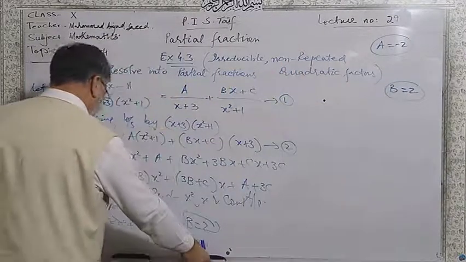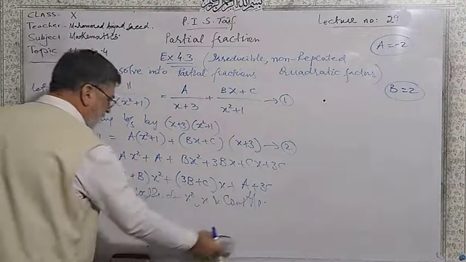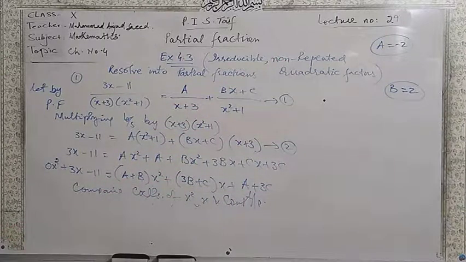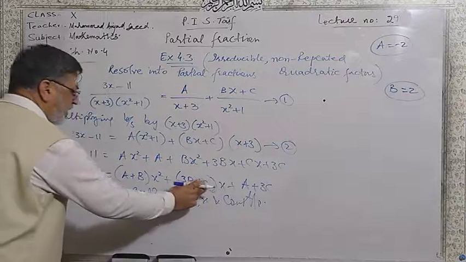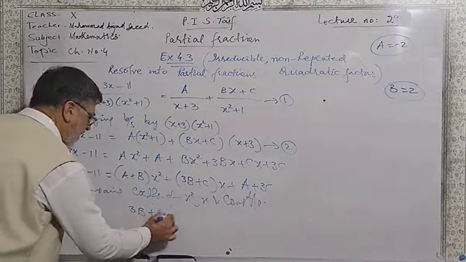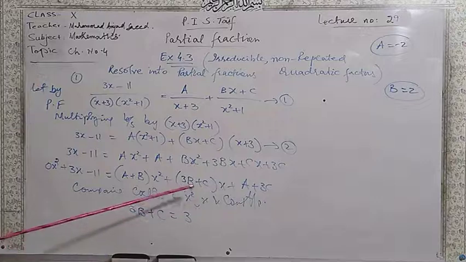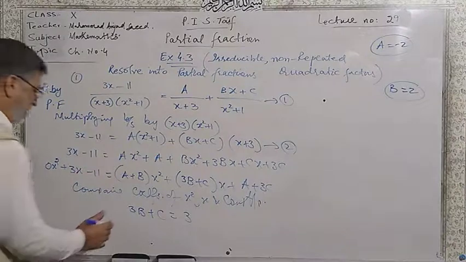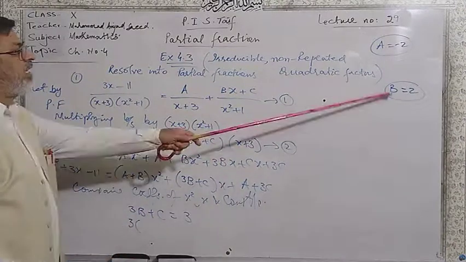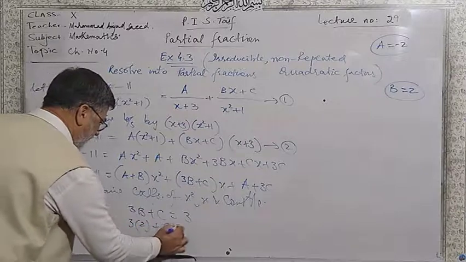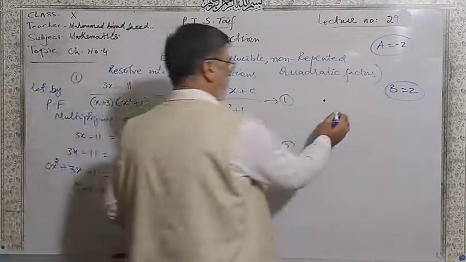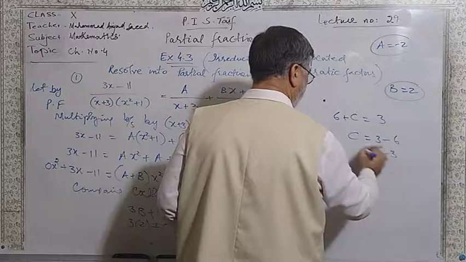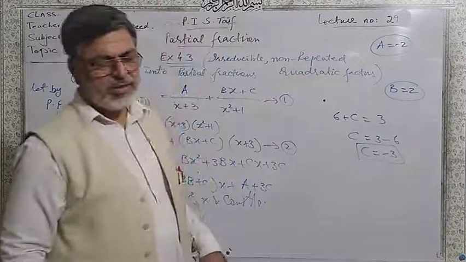After that, we need to find the value of constant C. We got A and B, we need the constant C. So for comparison of the coefficient of x, 3B plus C is equal to 3. The coefficient of x is 3B plus C, and here the coefficient of x is 3. So 3 into the value of B, that is 2, plus C is equal to 3. We have 6 plus C equal to 3 and C is equal to 3 minus 6, which is minus 3. So C is equal to minus 3.